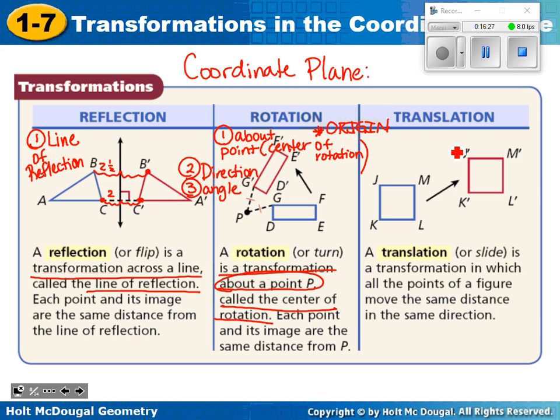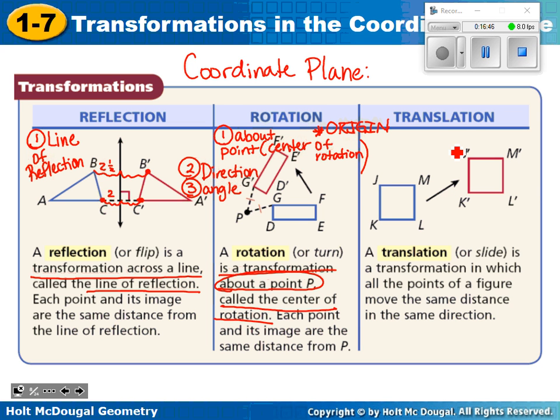Okay, so you're also going to give me the angle, and those are going to be in increments of 90. So you'll say rotation about the origin clockwise 90 degrees, or rotation about the origin clockwise 180 degrees, or 270 degrees. So it'll be an increment of 90 degrees.